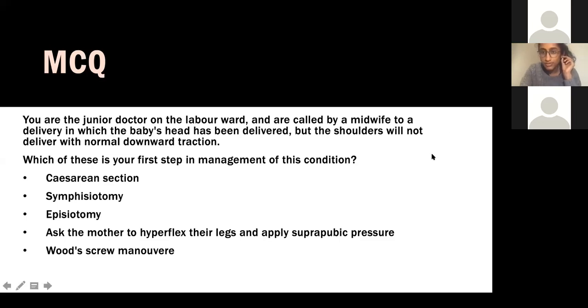Okay, so if we can show the poll answers. Okay, so 90% of you guys said D, which is the right answer. Do you guys know what the name of this maneuver is? When you ask the mom to hyperflex her legs. There are so many different names. I always used to get confused. But yeah, what's the name for this maneuver? McRoberts, exactly. Good. That's the answer for this question.